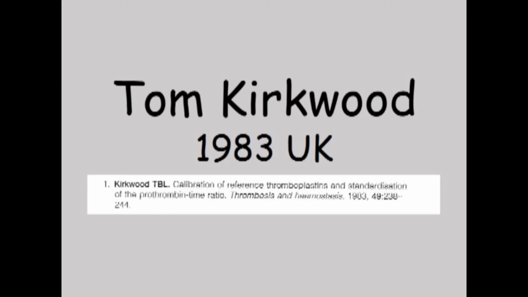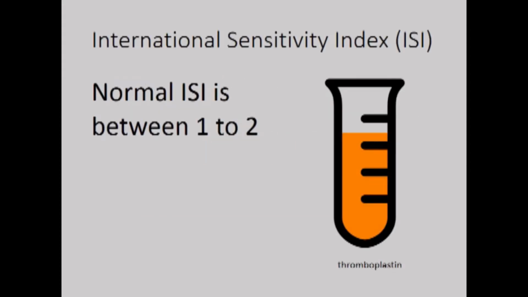So what did he do to overcome this problem? Each batch of thromboplastin is assigned an International Sensitivity Index, in which the manufacturer needs to calibrate their thromboplastin to this index when they manufacture it. Thromboplastin batches are assigned an ISI, which is an International Sensitivity Index. Normally the ISI is between 1 and 2.